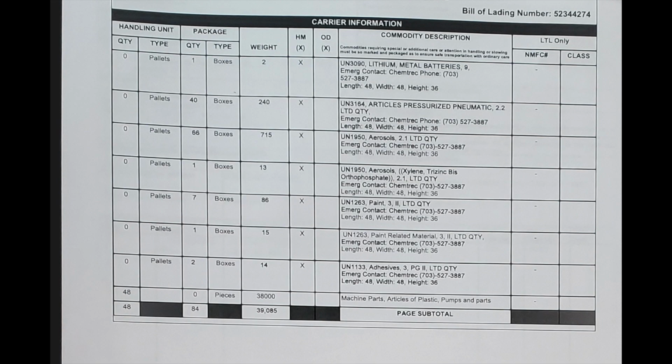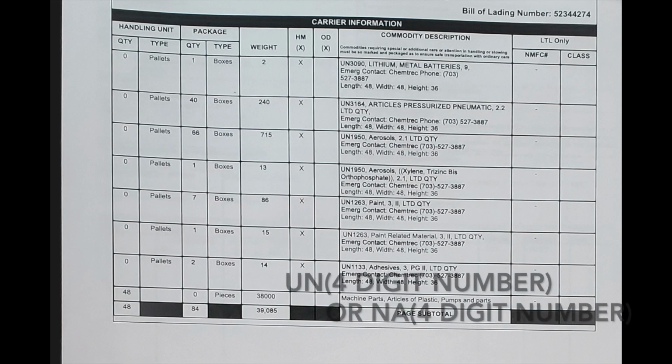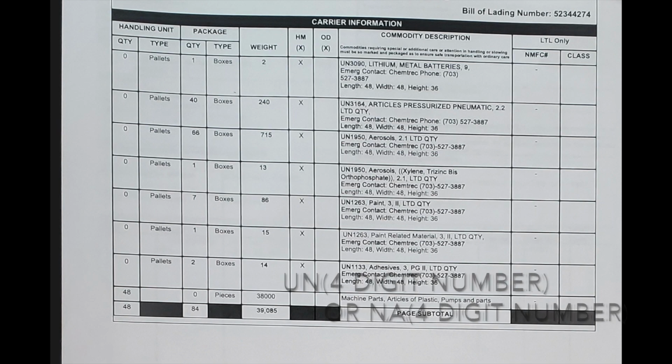The next column is our commodity description, and what I want you to notice here is that they all start the same way, with the letters UN and a 4-digit number. Like the top one begins with UN 3090, lithium metal batteries. The hazmat commodity basic description will always begin the same way, UN and a 4-digit number, or NA and a 4-digit number. UN stands for United Nations, while NA stands for North America.